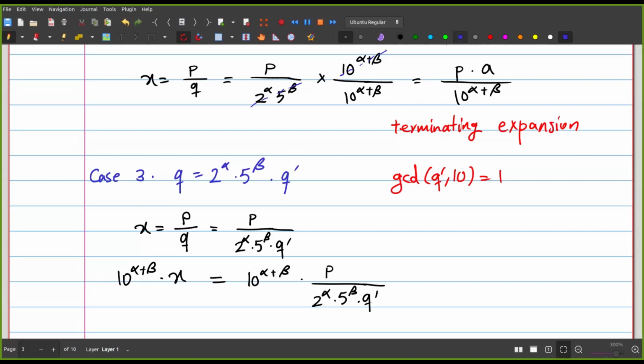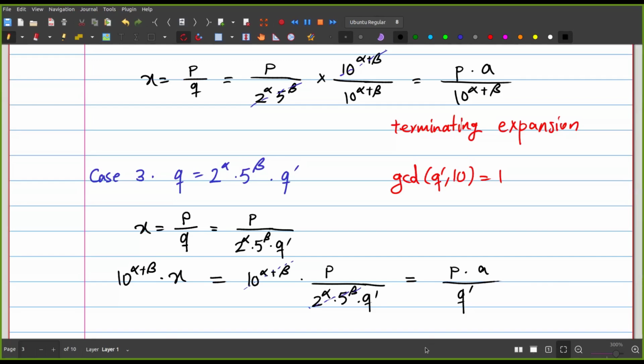Again, I'm going to cancel this 2 to the power of alpha, 5 to the power of beta with some of the factors that I have here, not with all of them. So what I'm going to get is P times something, whatever remains of this 10 to the power of alpha plus beta. So again, let's call that A over Q prime.